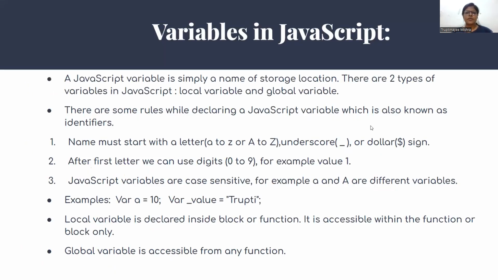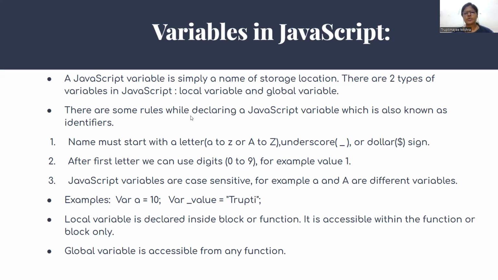So next, move to the variable in JavaScript. A variable is basically a container which stores a value. Now there are two types of variable, that is local variable and global variable. A local variable is declared inside a block or function, and it is accessible within the block only. A global variable can be accessed outside the function also, outside the block also.